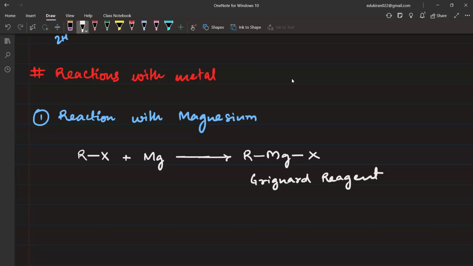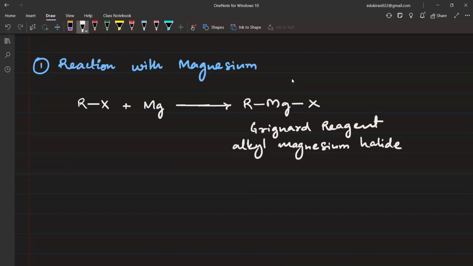This class of compound, this R can be anything. For example, if it is CH3, it will be methyl. If it is C2H5, that means 2 carbons, ethyl. If it is a benzene ring, it will be phenyl. So the general name for this is alkyl magnesium. Now this X is halide. If it is chlorine, it will be chloride, bromine, bromide, iodine, iodide. Alkyl magnesium halide.